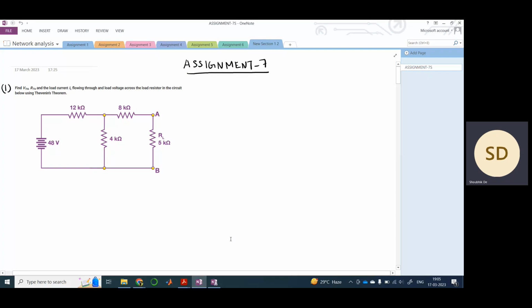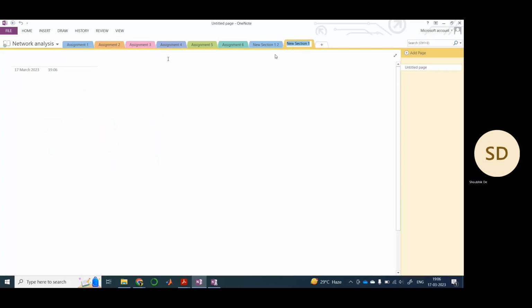So let's start. We will be looking at the various circuit theory theorems. First we will be looking at Thevenin's theorem.